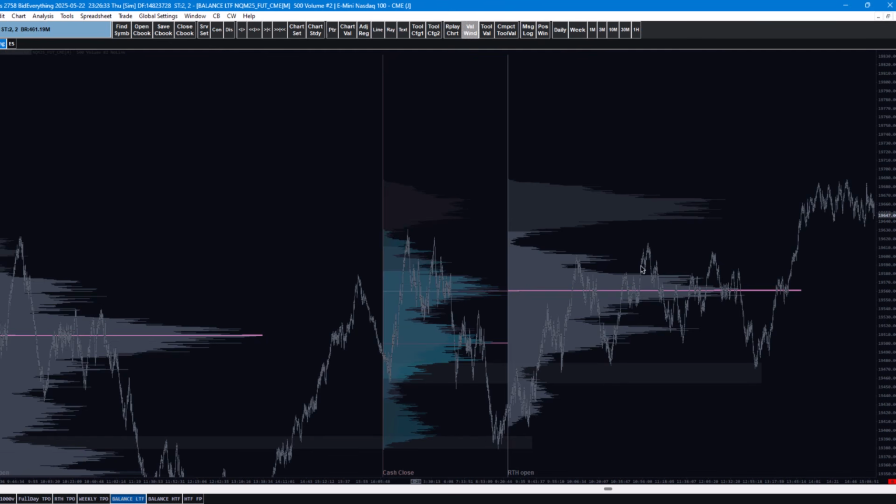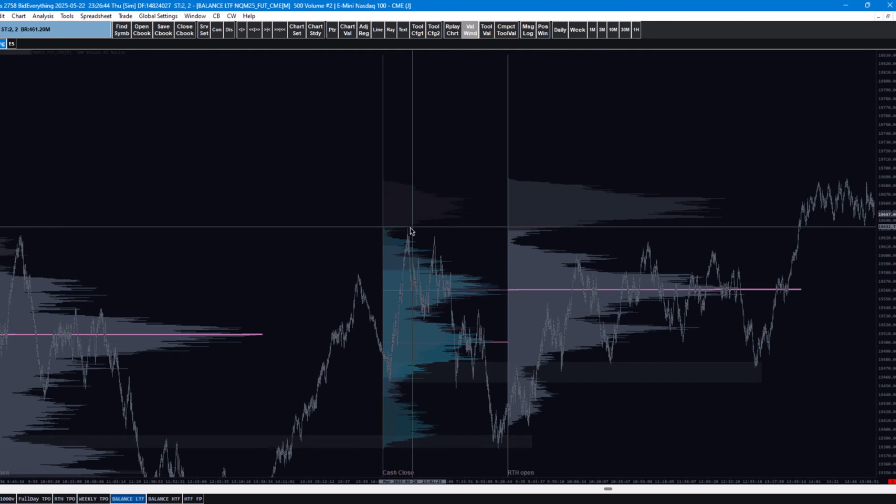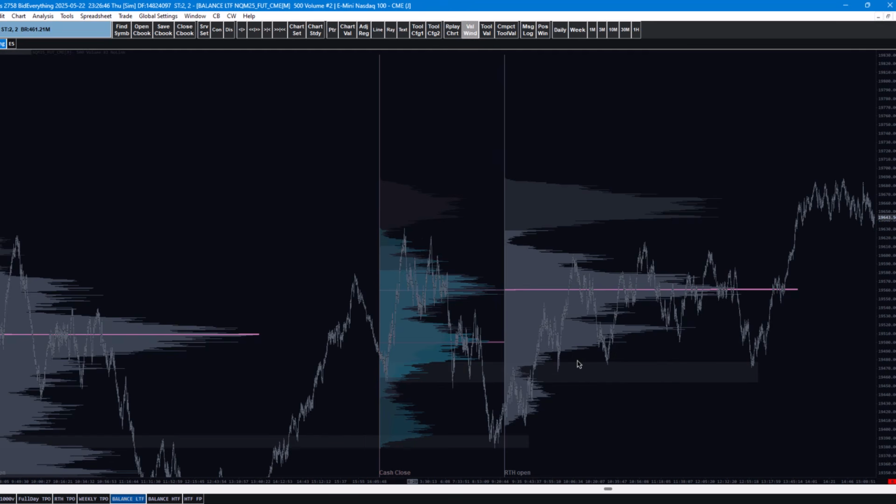We do end up ranging for a while, but towards the end of PM session, we do take out this, but this isn't a really crazy example, to be honest, but it is good. It is good. And the way I would trade this, I normally trade for like the first hour. I'm not on the charts a lot. I would mark out this level. I would mark out this LVN.